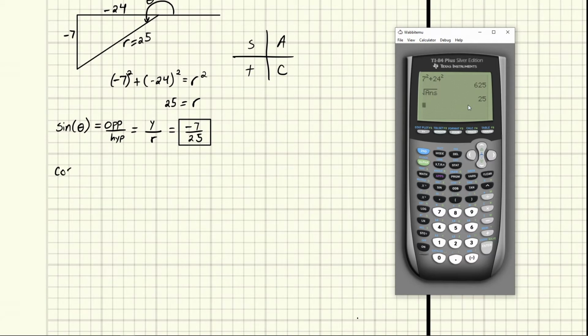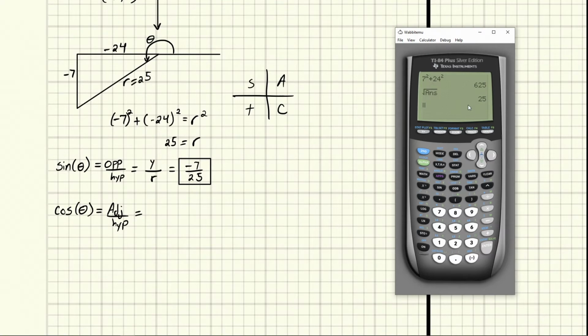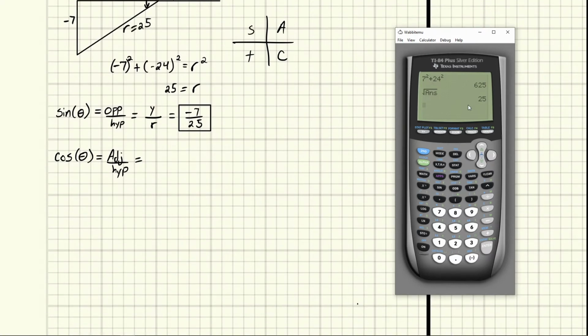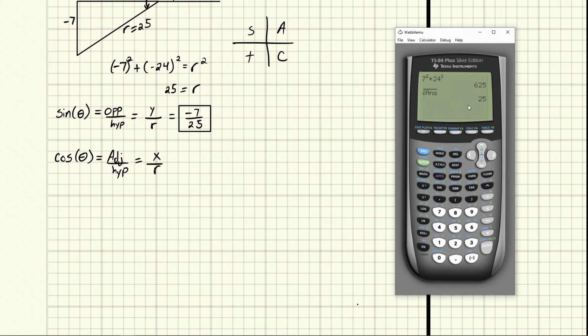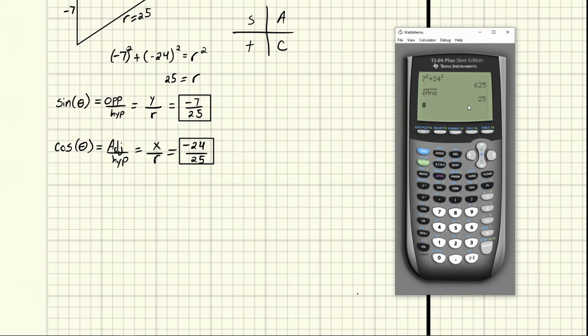Now cosine of theta is equal to adjacent over hypotenuse. The adjacent side in this case is right here, which is the x coordinate. So we're going to have x over r, and that's going to be negative 24 over 25. We just plug in x and r, and we get it out. Beautiful. So that's sine, that's cosine.